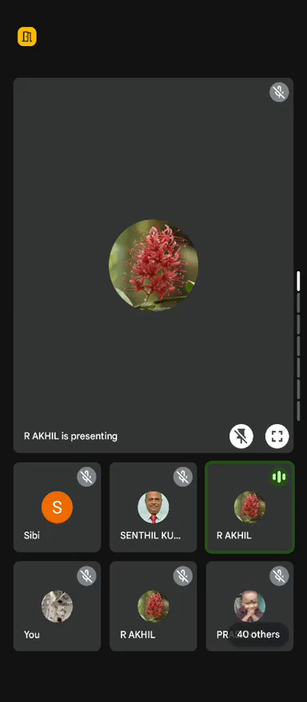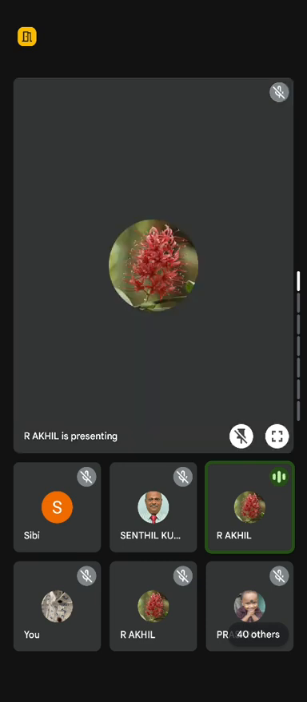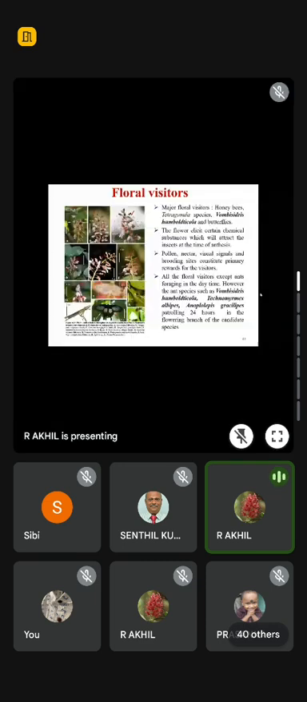Major floral visitors: honeybees, Gonula species, Bombicetra humboticola, and butterflies are the major floral visitors. The flower elicits certain chemical substances which will attract insects at the time of anthesis. Pollen, nectar, visual signals, and brooding sites constitute the primary reward for the visitors.